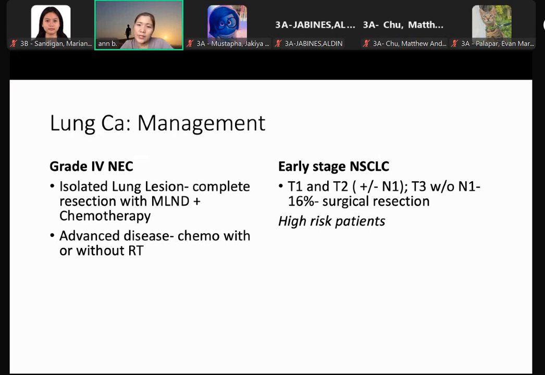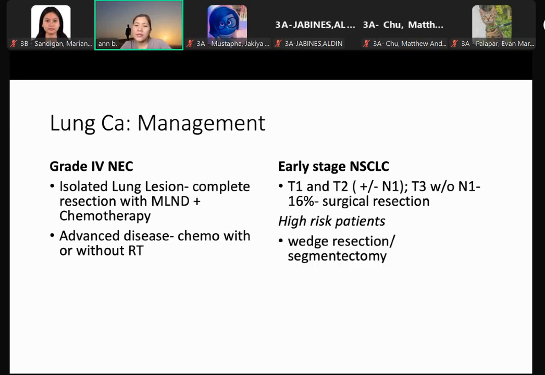So in early stage non-small cell lung cancer, we have the T1 and the T2. That's why it is important to know what is T1. When I ask T1, what is T2? Or what is T3 without N1? So that's why I need you to know the T and M staging. So again, recommended is surgical resection.